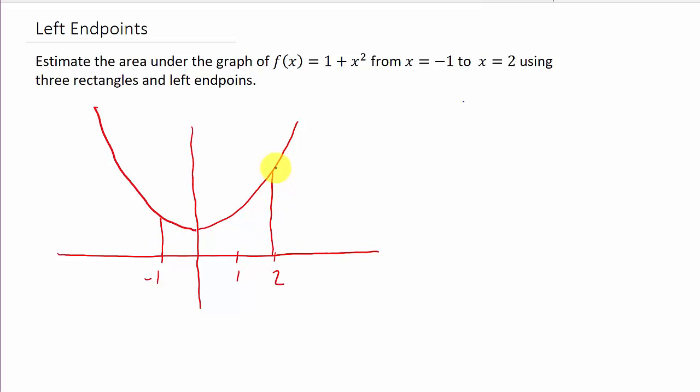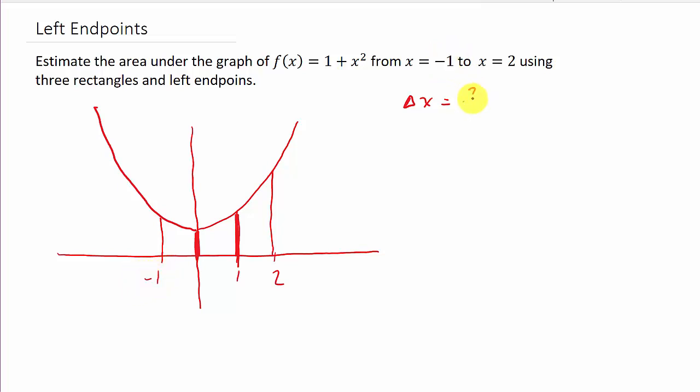Alright, so we know we want to use 3 rectangles. So we're going to break this up into 3 even rectangles. And they're 1 unit apart, so first let's see how we get that. Well, we can find delta x, which is going to represent the width of the rectangle. So the way we find that is we need the length of the interval, so that's going to be this value here, 2, minus this value, -1.